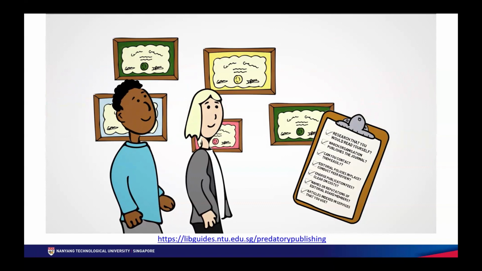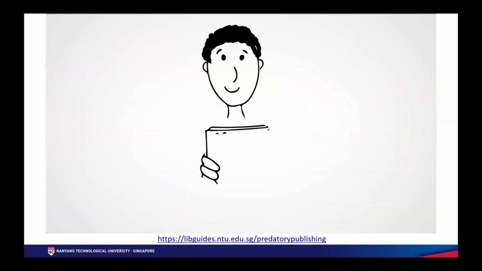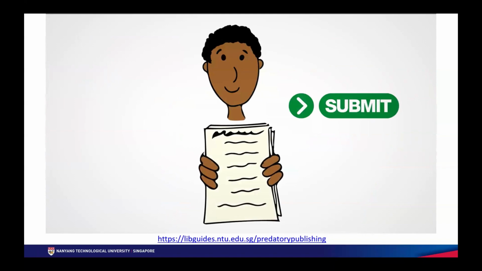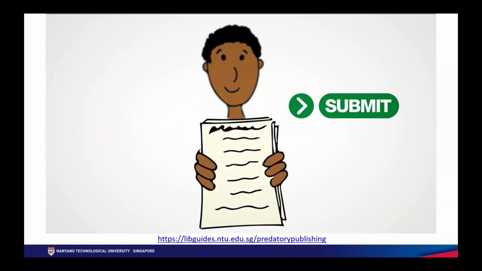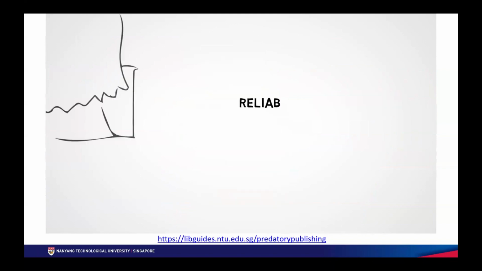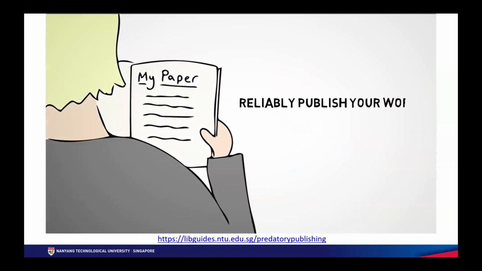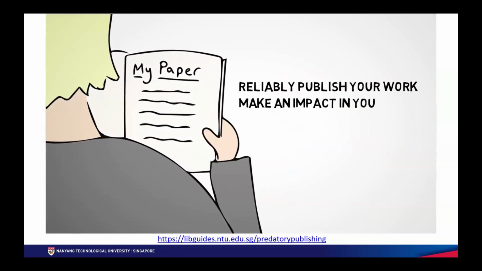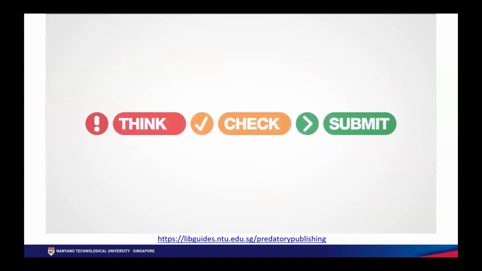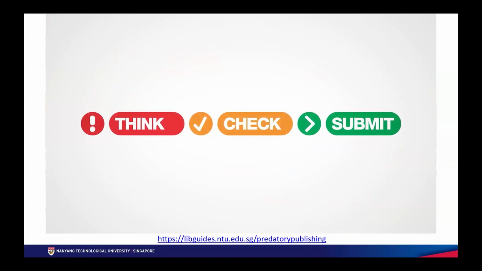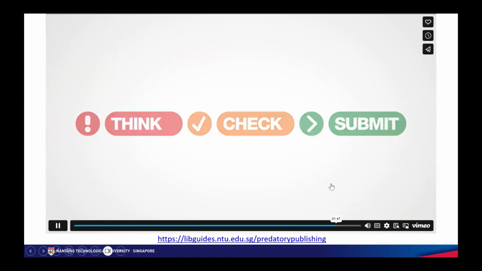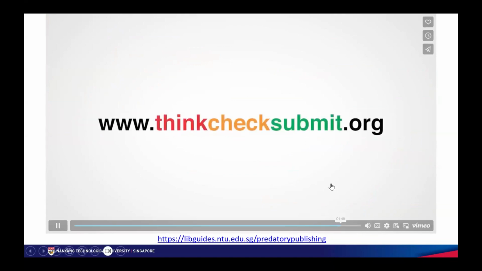Step 3. If you can answer yes to most of these questions, then submit. By following these 3 steps, you can identify which journals will reliably publish your work and make an impact in your field. When you finish your next article, remember to think, check, then submit. Check the website for more tips to help you.